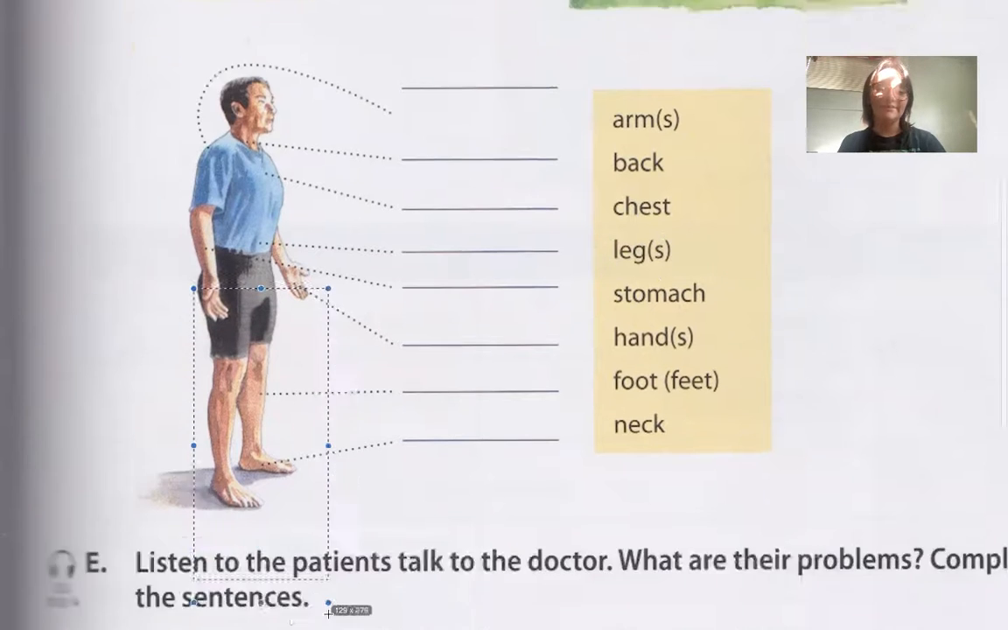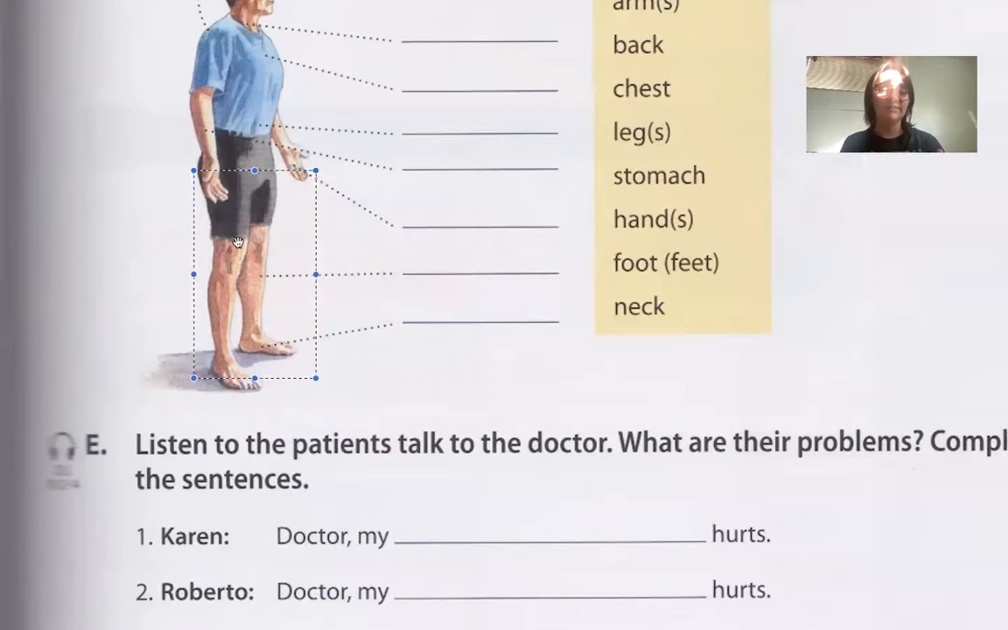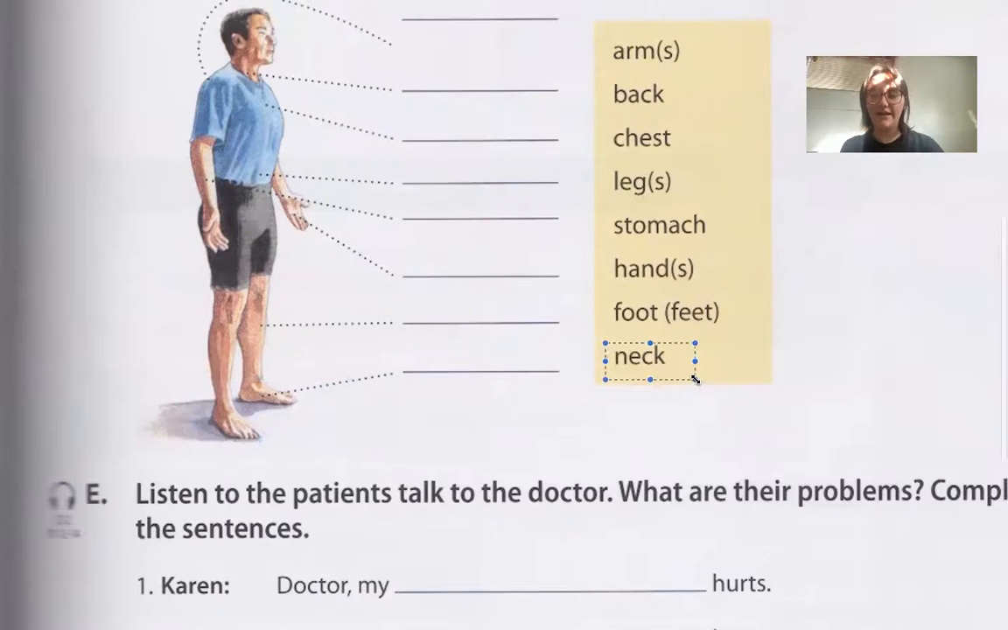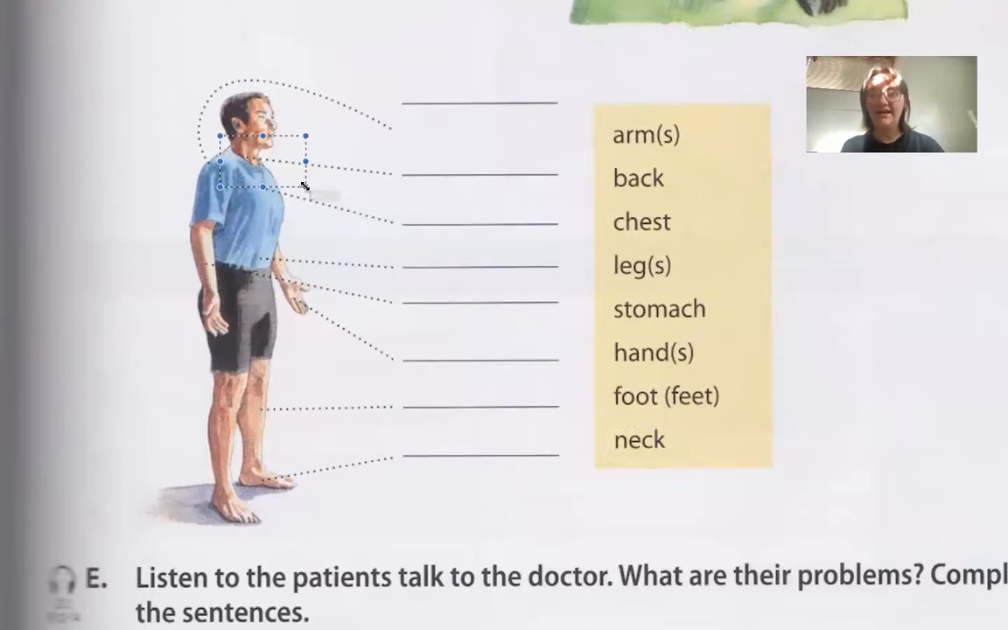Leg or legs. So these right here are legs, right? Then we have stomach. This is how you spell stomach right here. So this is a stomach. Stomach is kind of spelled weird, so you might want to check on that one. Then we have hands. This right here is how you spell hands. And then we have foot, right? Foot is one. Feet is more than one, plural. And then we have neck right here. So this is a neck.